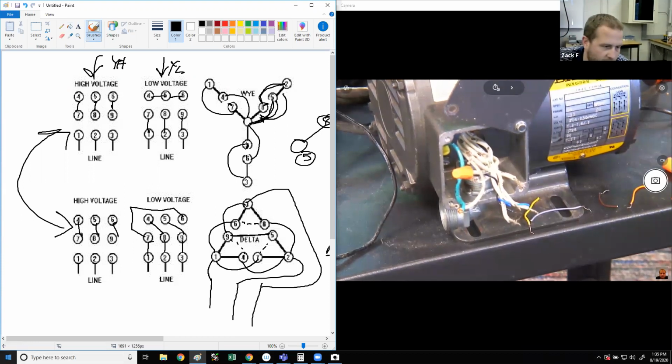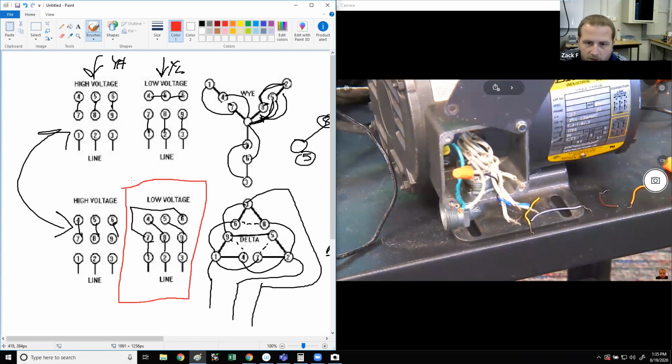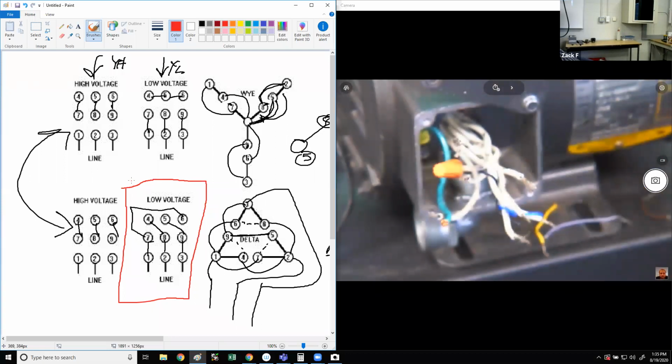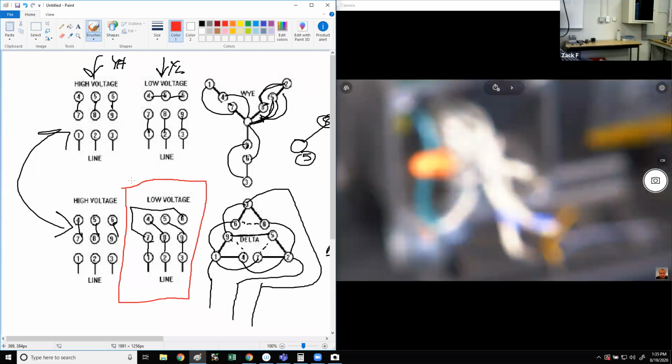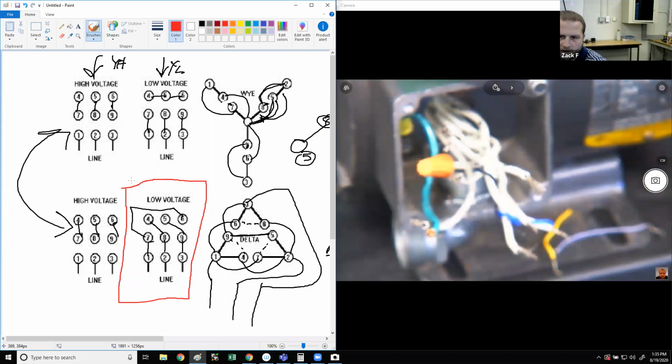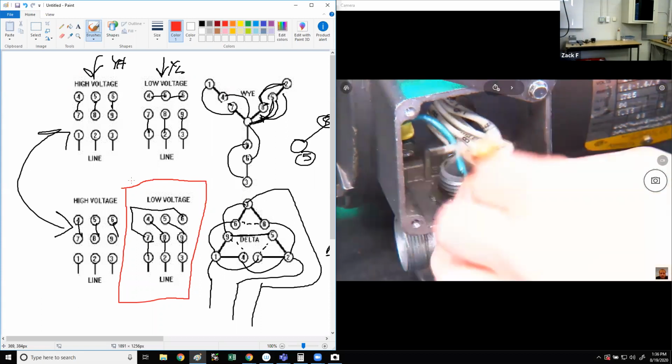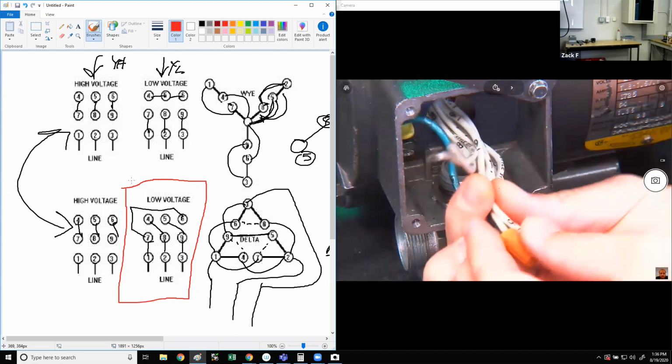So let's just pick delta low for this example. And you guys, can you see both the screens okay? Like my camera and the delta low. I'm going to zoom in the best I can so you can see the numbers. Can you read the numbers that are on the side of the wires? Yep. Cool.